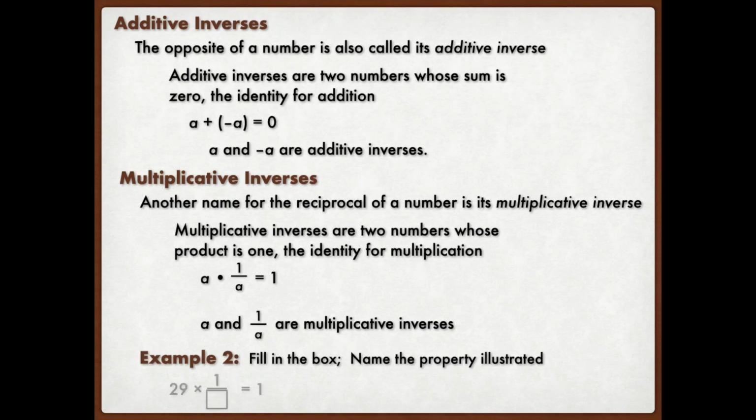Here's an example. 29 times 1 over what equals 1? Remember, that's the reciprocal, the opposite. That would be 29.